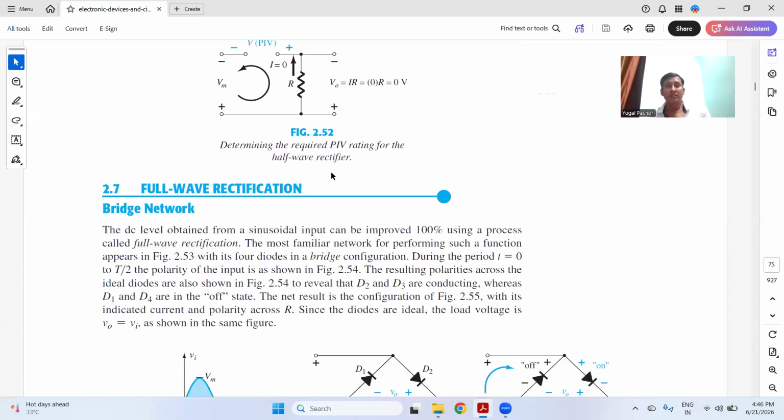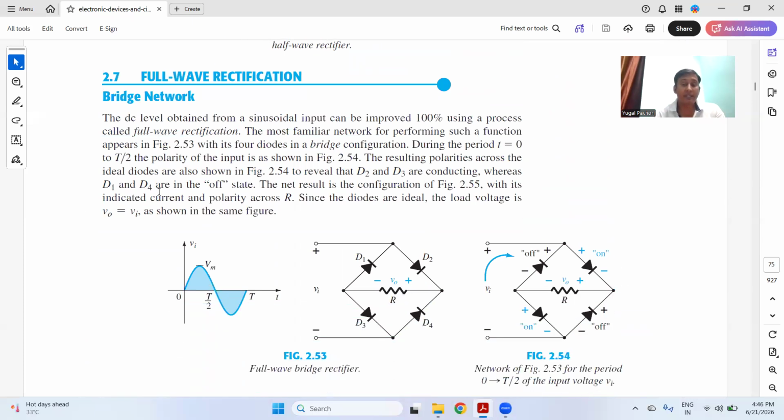So now come to the next topic, the full wave rectification. Full wave rectification is because of the bridge network. I already told you in the discussion of the video that there are two types: one is the bridge and the other is the center tap. The construction of the center tap rectifier is quite tough because you need a center tap transformer, and the construction of the center tap transformer is very complex in nature.